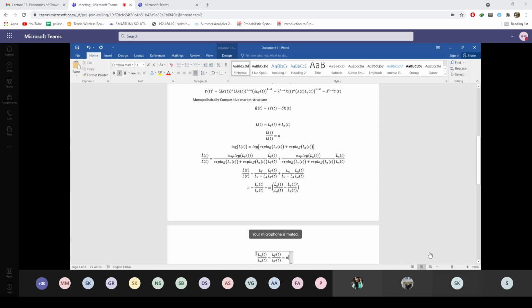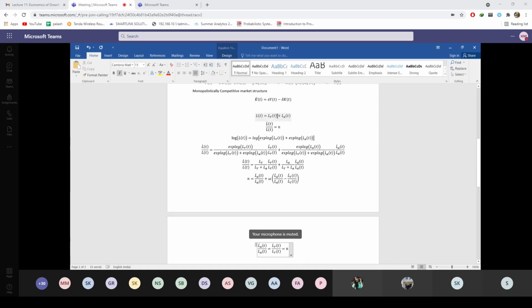So when the total labor force is growing at the rate n, in the long run or along the balanced growth path, the rate of growth of labor force devoted to produce output Y and the rate of growth of labor force devoted to produce technology are also growing individually at the rate n. This is the proof. Okay, fine.